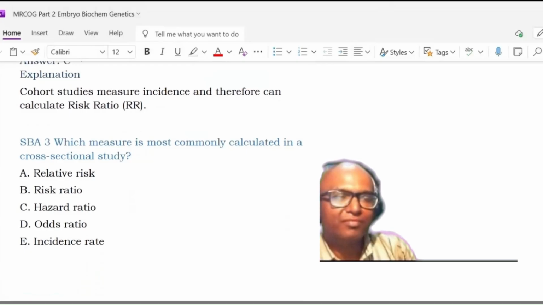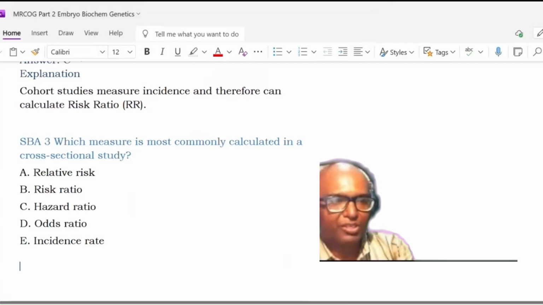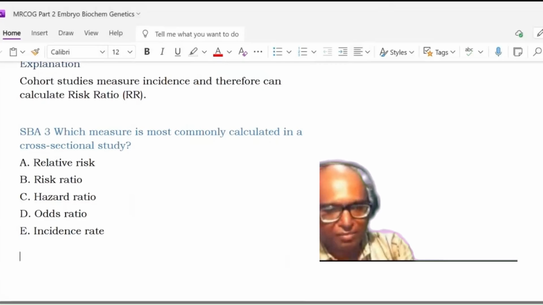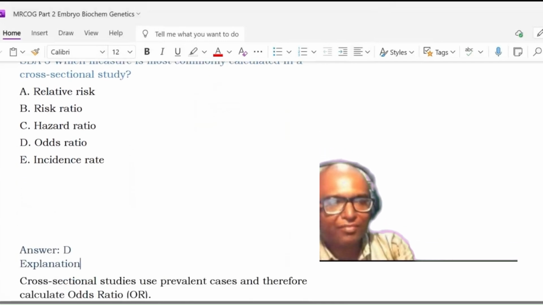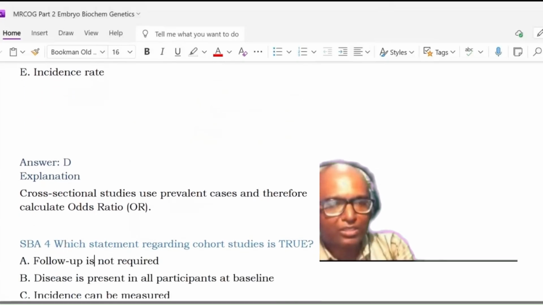Next, question number 3. Which measure is most commonly calculated in cross-sectional study? A, relative risk; B, risk ratio; C, hazard ratio; D, odds ratio; and E, incidence rate. Sir, D, odds ratio. Odds ratio, but best will be the prevalence because odds is typical for a case control. Remember. So cross-sectional studies use prevalent cases and therefore it can calculate the odds ratios.